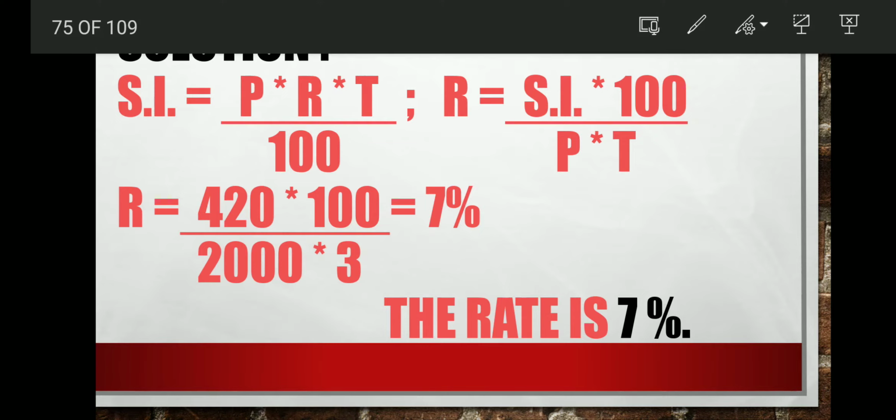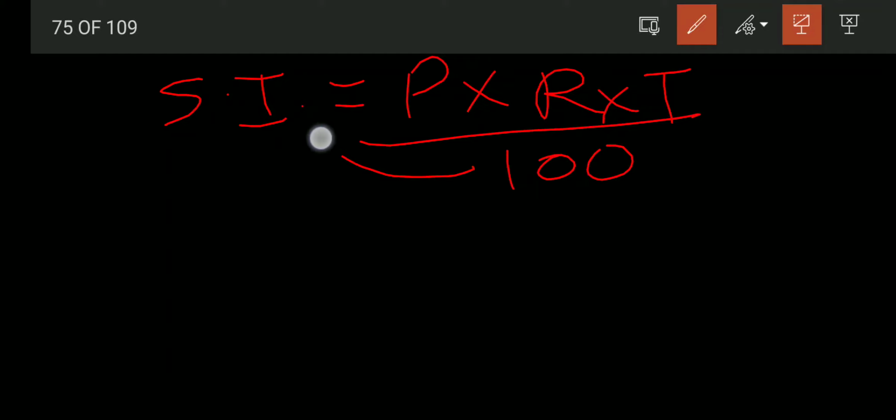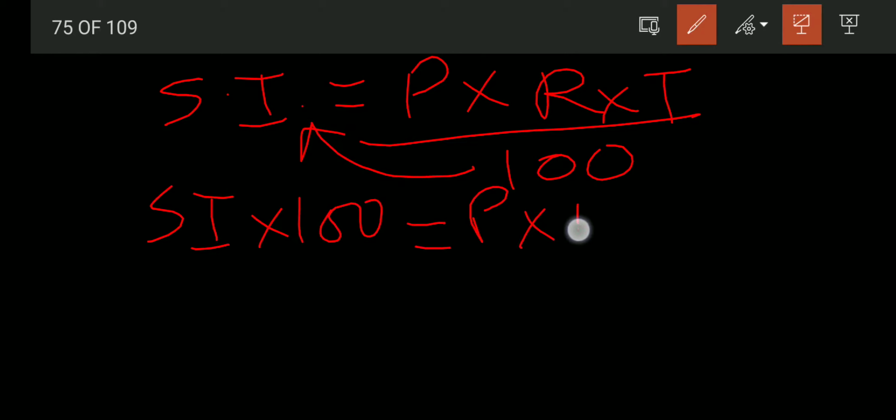Now let me show the working for you. What we are deriving here is rate of interest. The main formula is SI, simple interest, equals P into R into T divided by 100. So we'll bring this 100 to the other side of the equal to and it becomes SI into 100. And what is left here? P into R into T. So we'll write it as it is: P into R into T.